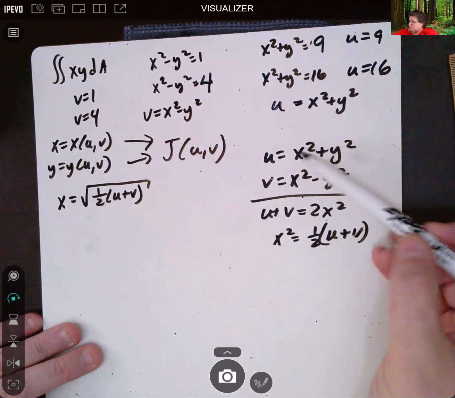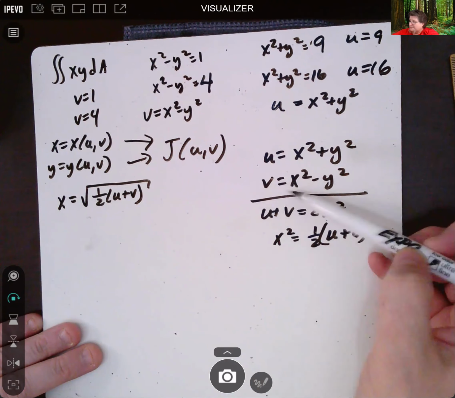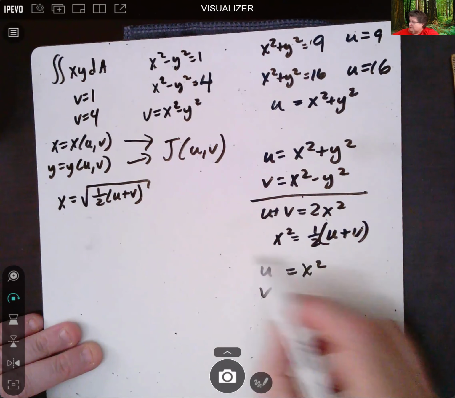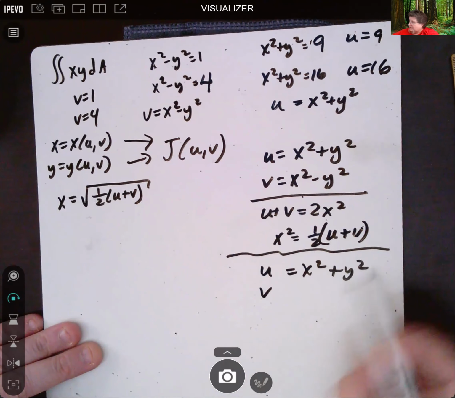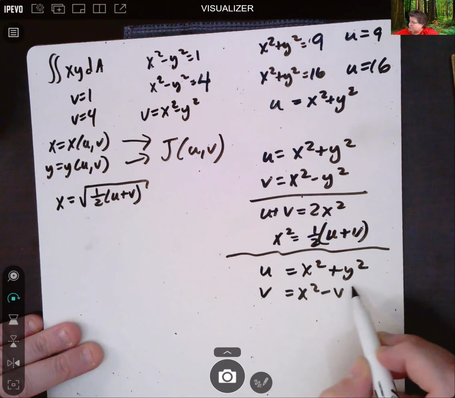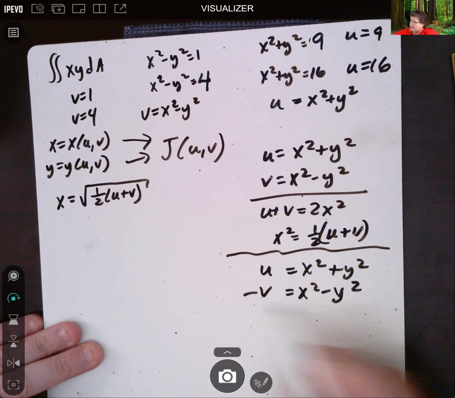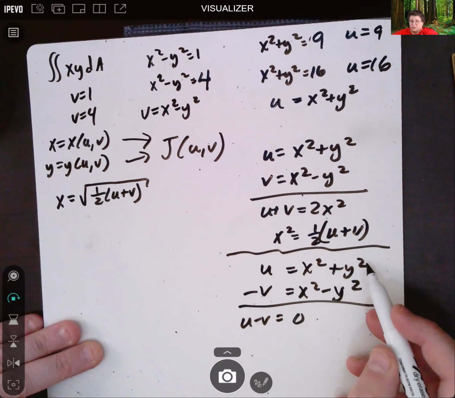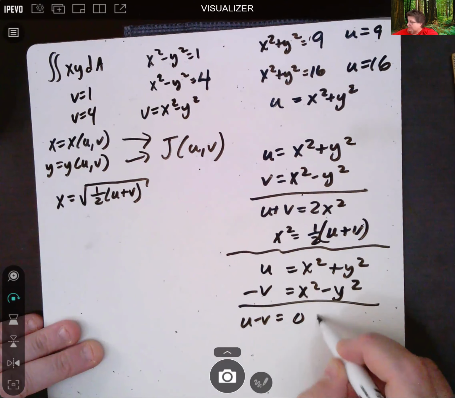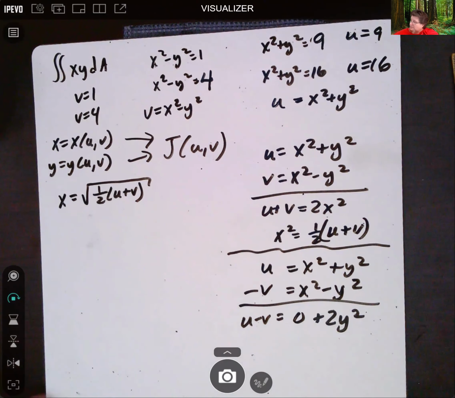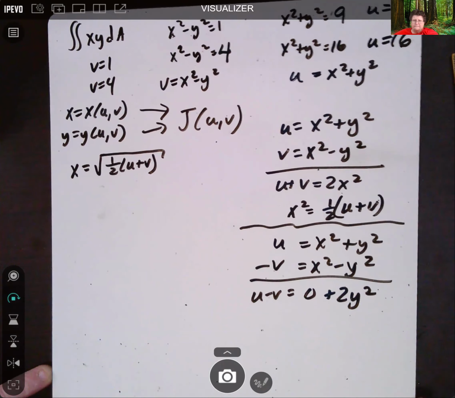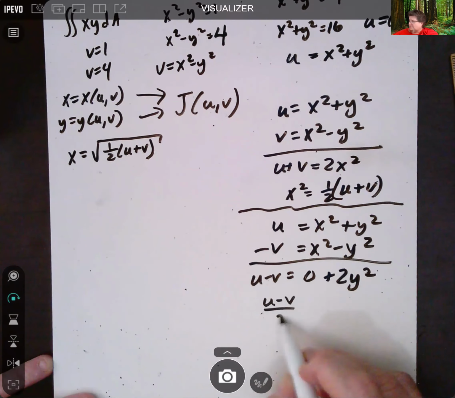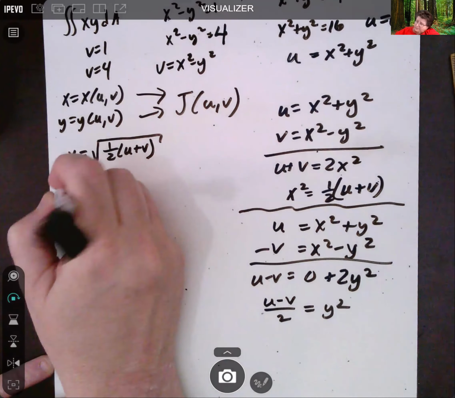Also, by this logic, if I subtract v from u, so I'll rewrite it. If I do subtraction, u minus v, I have x squared minus x squared is 0. y squared minus a negative y squared is plus 2y squared. So divide by 2, and then take the square root.